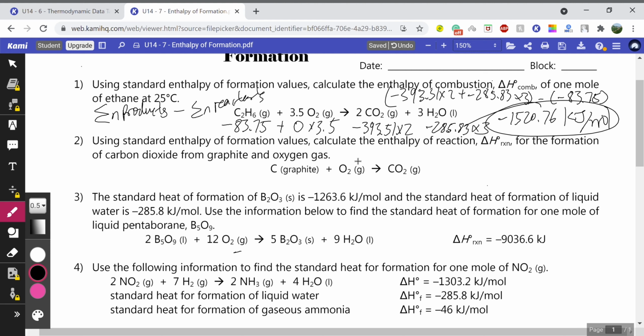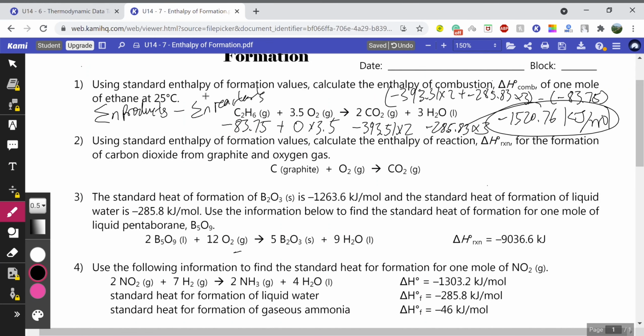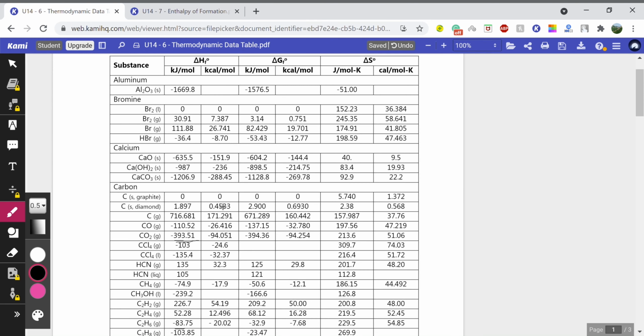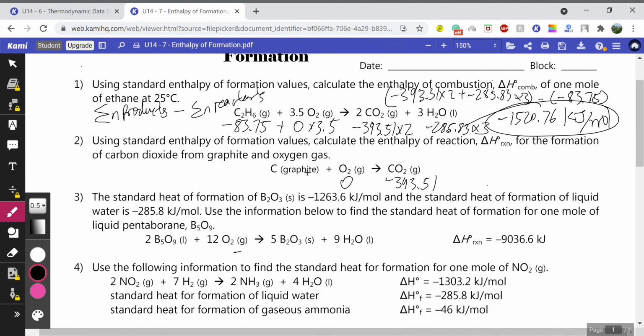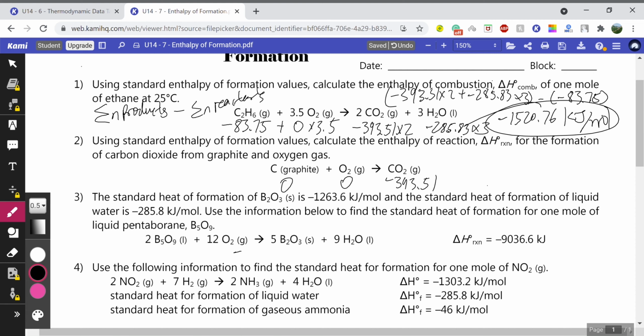Next, using the standard enthalpy of formation values, calculate delta H. Same thing. So let's see. The product is CO2 gas. CO2 gas is going to be negative 393.51. O2 is 0. C, solid or gas? C graphite. C graphite is going to be 0. So our delta H of reaction is just going to be negative 393.51 kilojoules per mole.